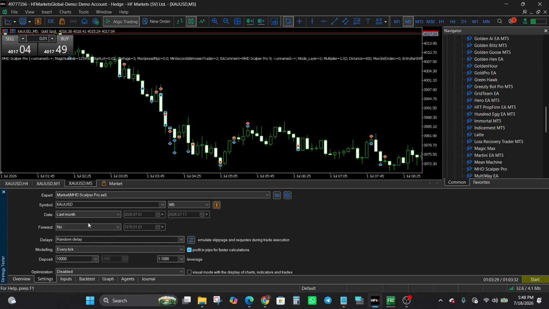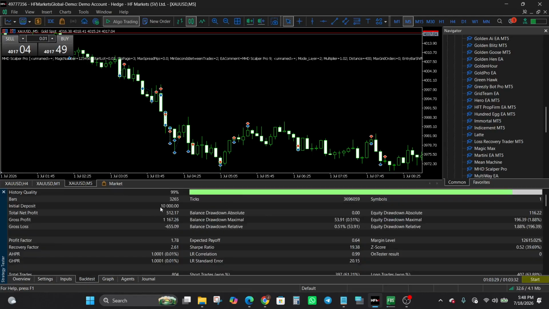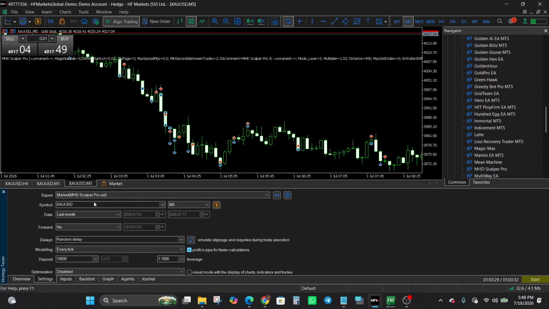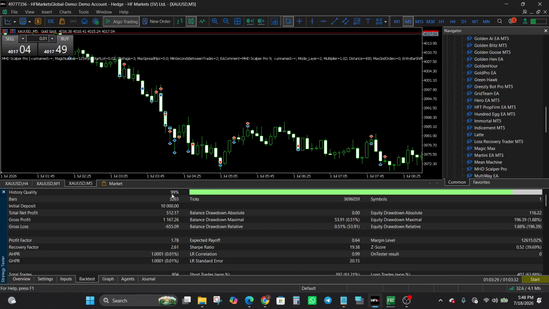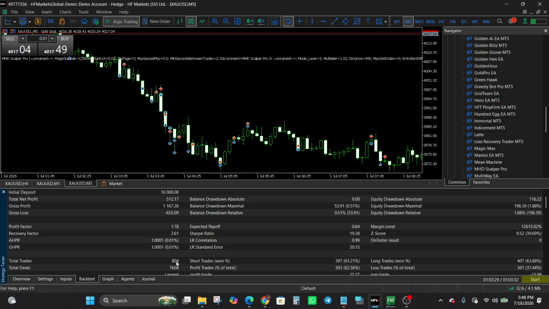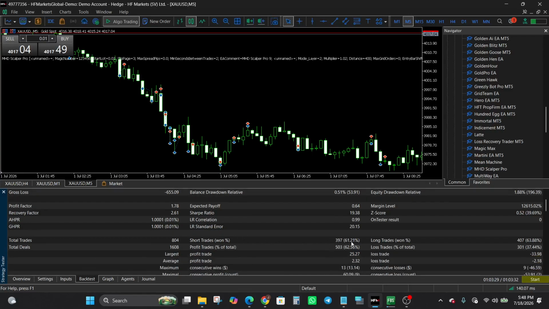So this test started with an initial deposit of $10,000, and over those 17 days, the account showed a net profit of just over $512. Let us break down how it got there. This covered XAUUSD on M5 with history quality of 99% across 804 total trades in just over 2 weeks. The win rate came in at just under 63%.